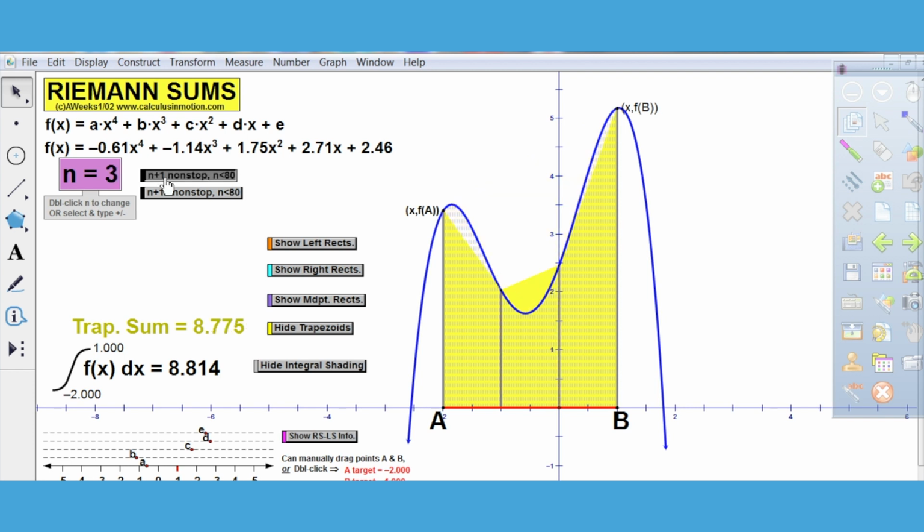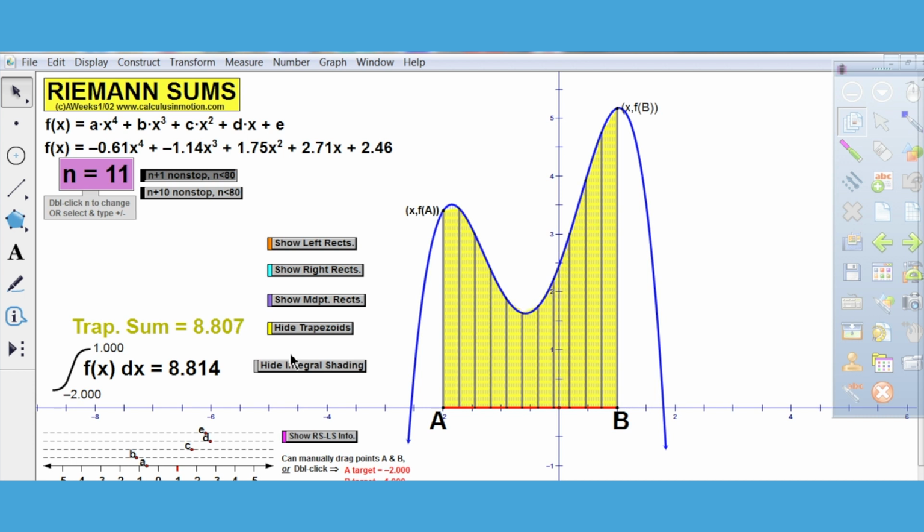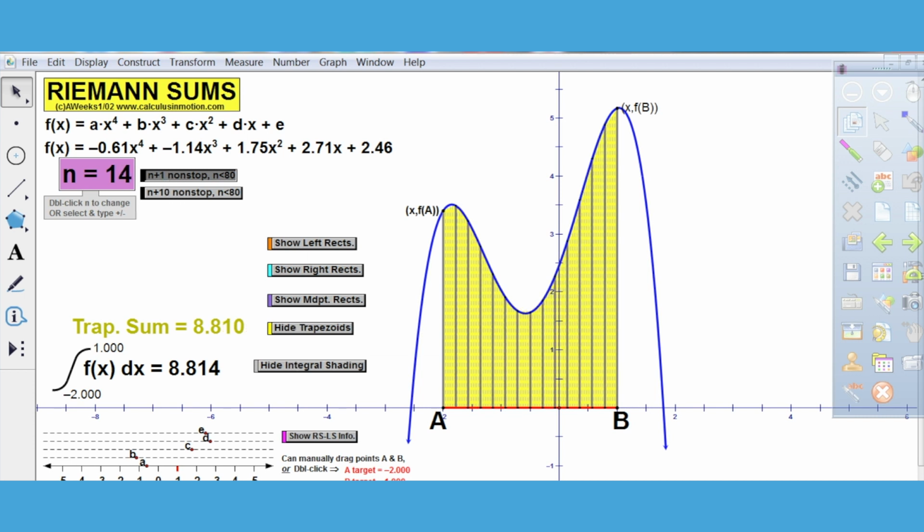And that's just the way it goes. So any kind of approximation is better if you do more shapes. Do you agree with that? All right, good job.